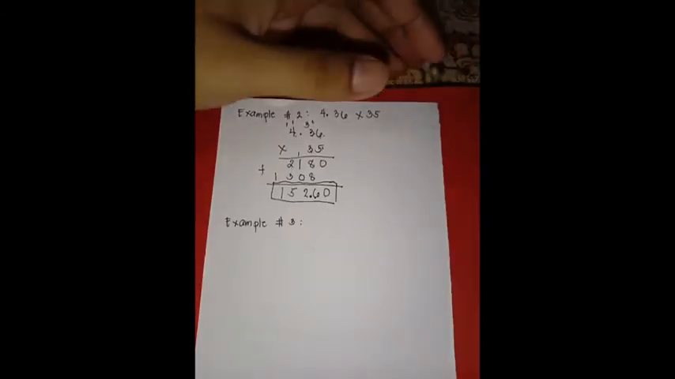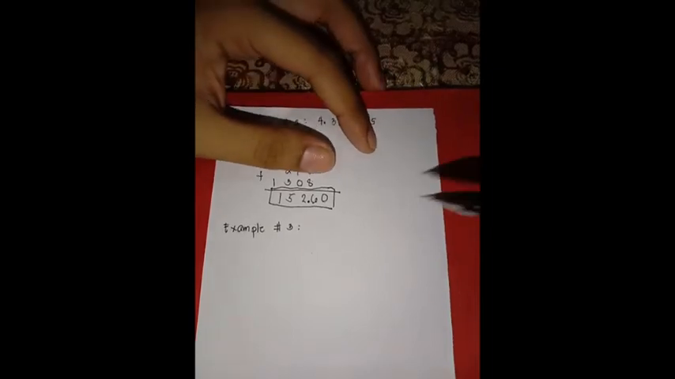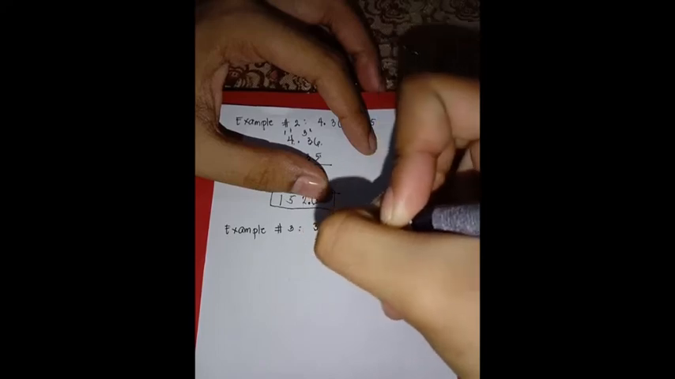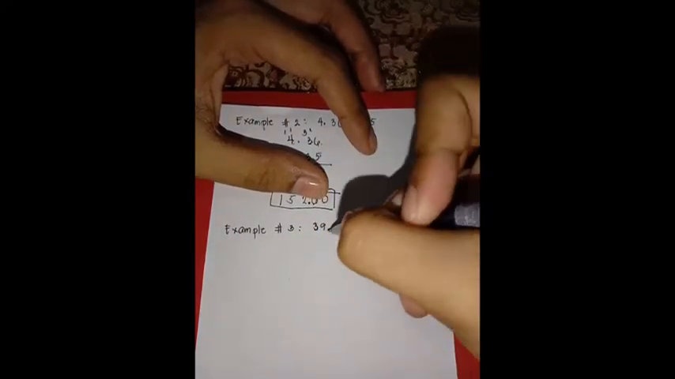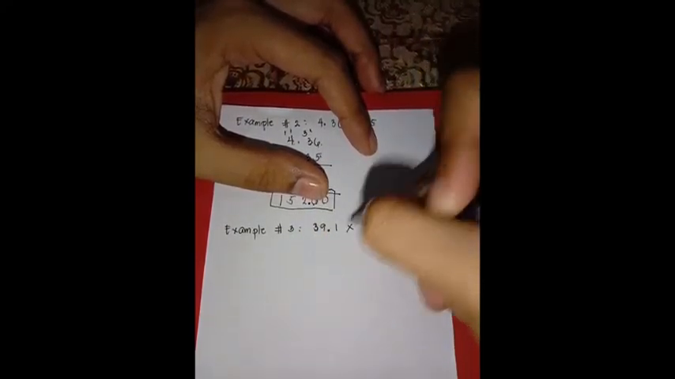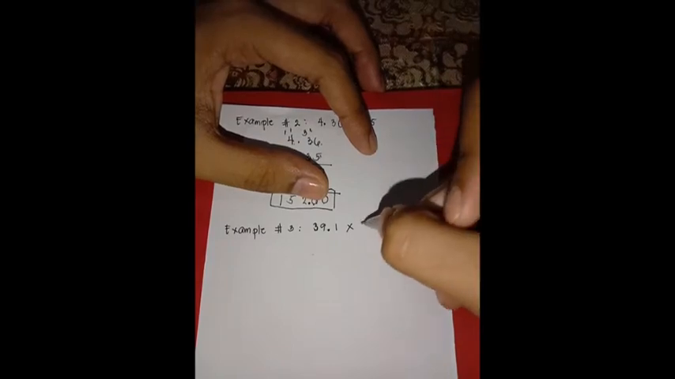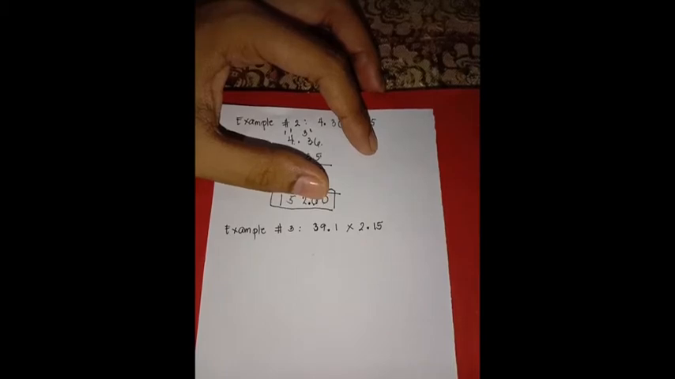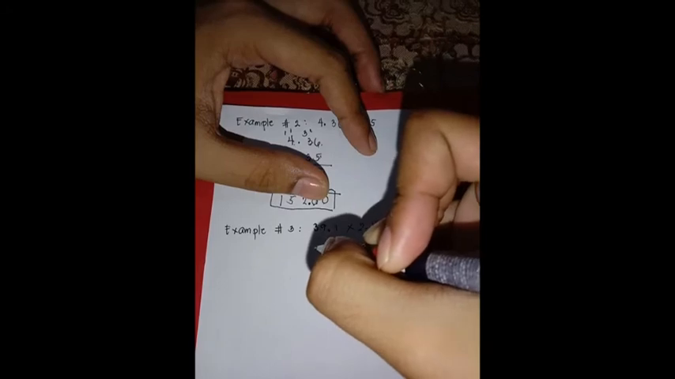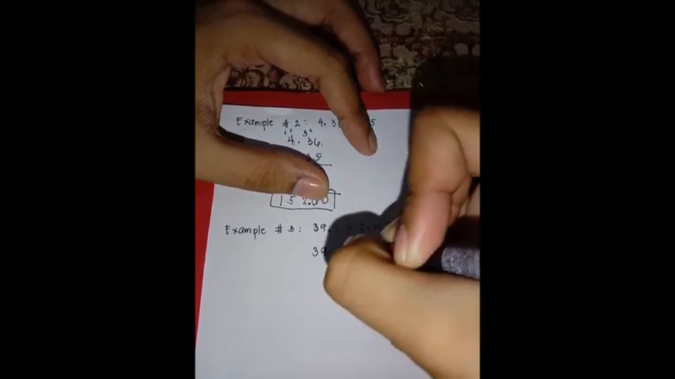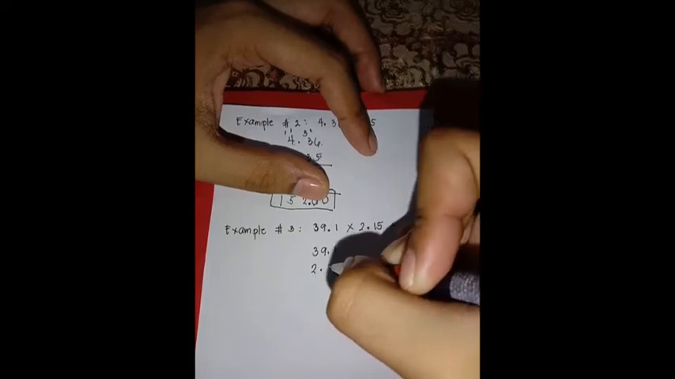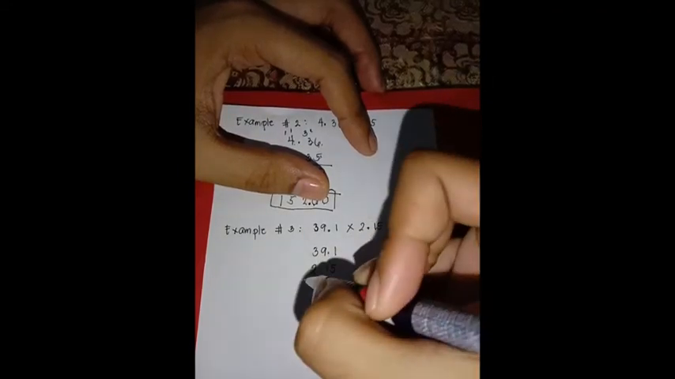Okay, so let's have example number 3. So what if I have here 39 and 1/10 multiply by 2 and 15 hundredths. Okay, so first, rearrange natin siya into vertical. So 39 and 1/10 by 2 and 15 hundredths.